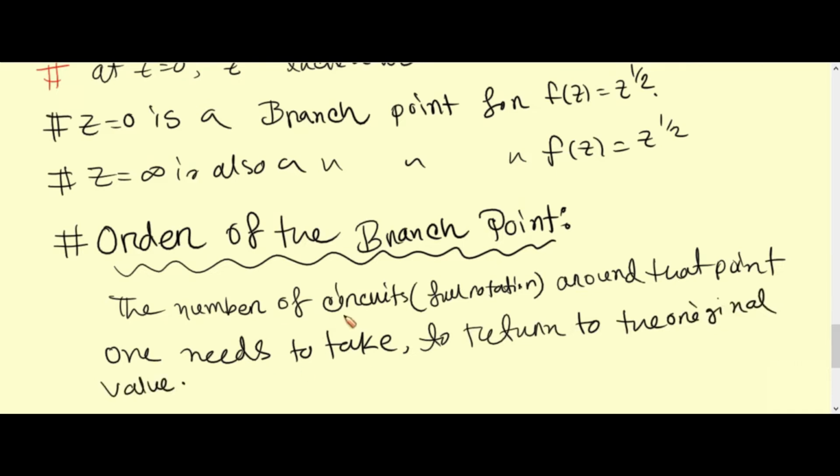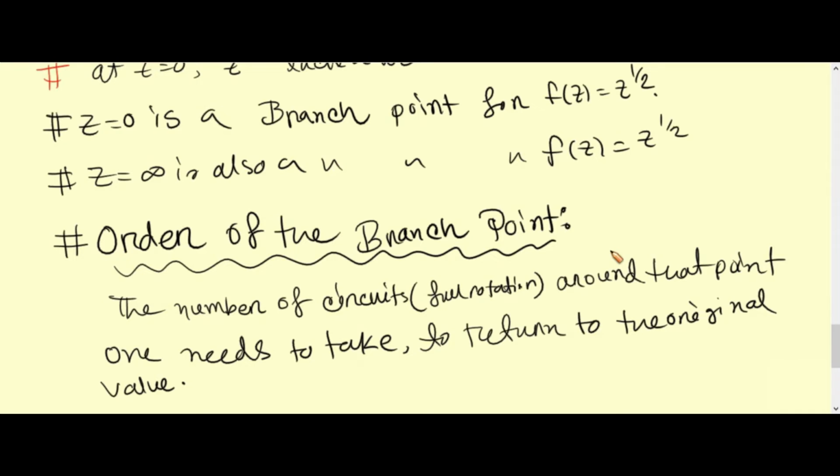For f of z defined as square root over z, we saw that we have to make two circuits, that is n equals 2, n equals 4, that is whenever n is even, we are getting the same value, that is the previous value. And similarly, to get the minus value, we also have to make two rotations. So that's why we call this an order of 2, or the branch points have an order of 2.